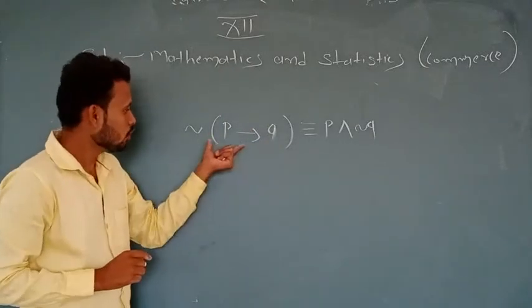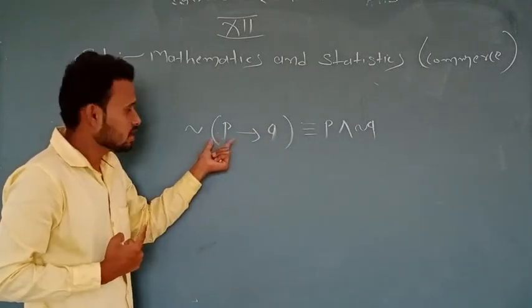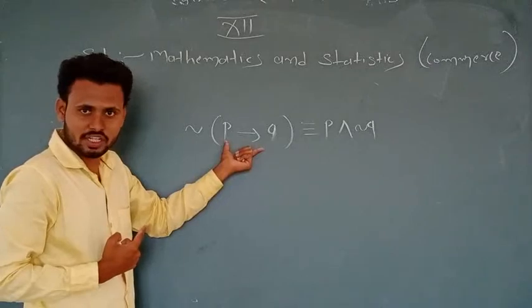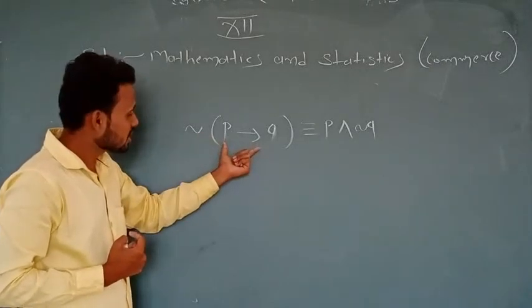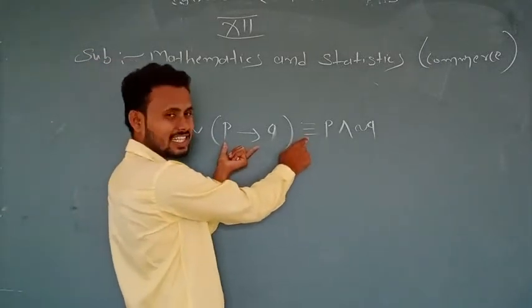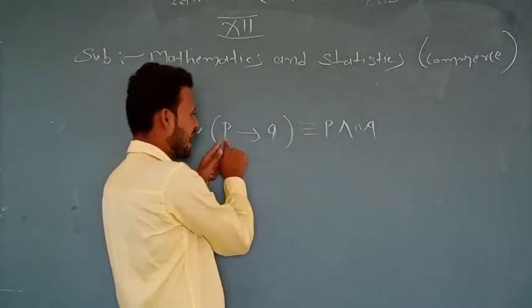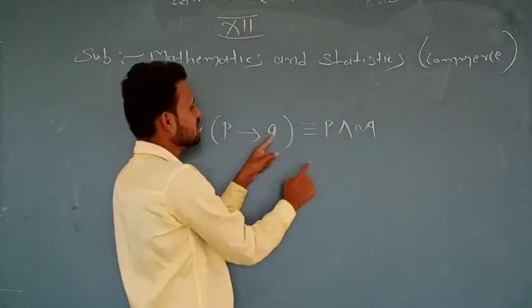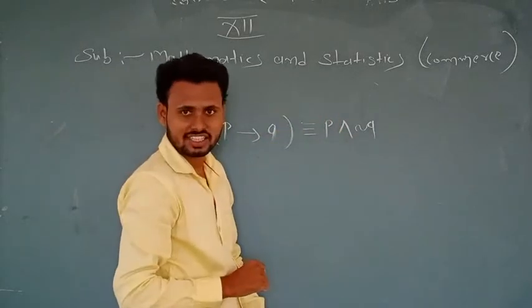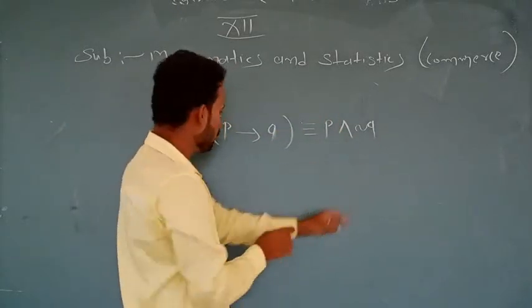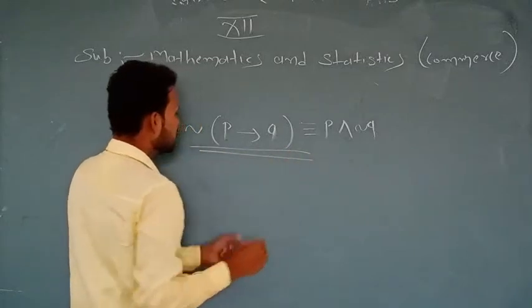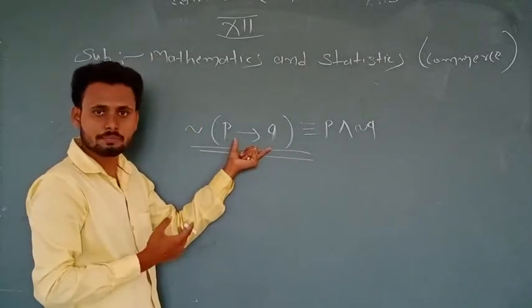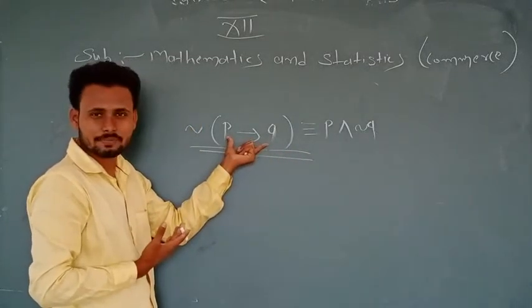This is the negation of a conditional statement. The negation of a conditional statement is equivalent to the first statement P as it is, then conjunction, and just take the negation of the second statement, which is the negation of the conditional statement of two simple statements.